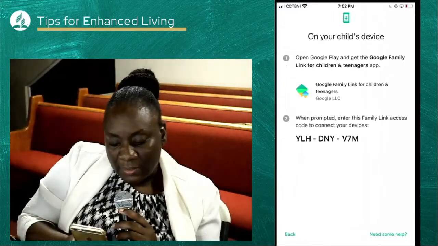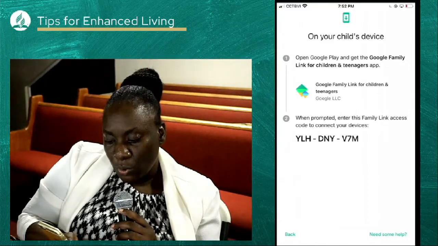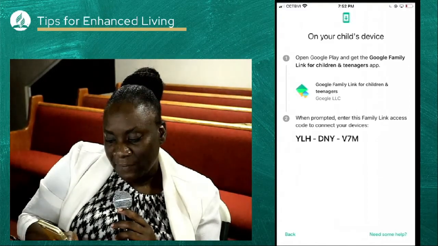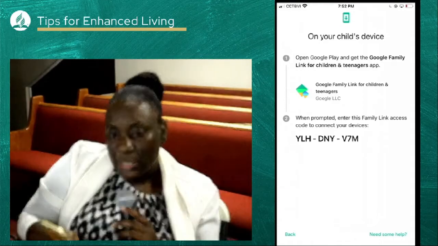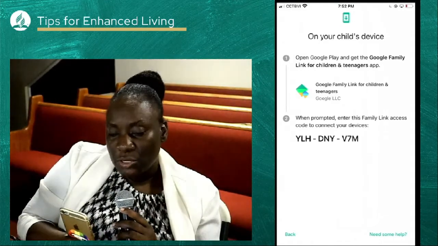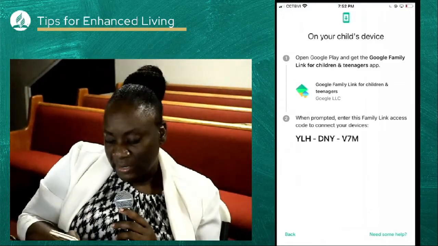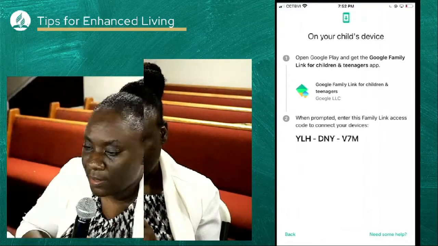Once you have done this, then you're going to sign in your child using the code below. So this is a Family Link access code. You're going to put it in your child's device. And once you have done that, you and your child can now set up the monitoring process of that device.